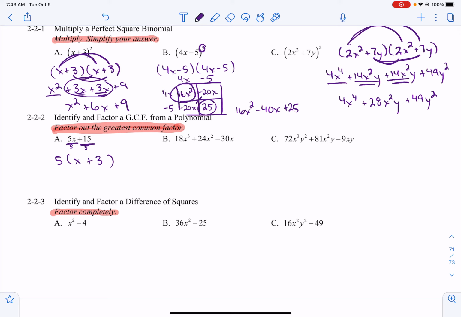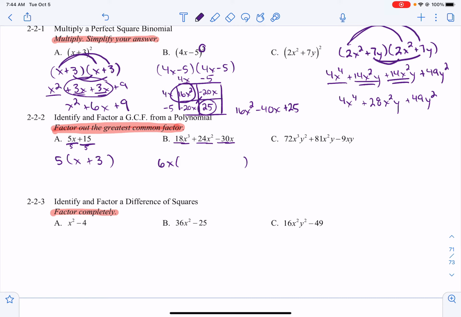Part B, again, I'm looking for what I can pull out of the parentheses. So 18, 24, and 30. 6 goes into all of those. Oops, I better give myself some more room because there's x's. A 6 goes into all of those. And then if I look at the x cubed, x squared, and x, the smallest x is just a regular x. So I can't take out something bigger than that.